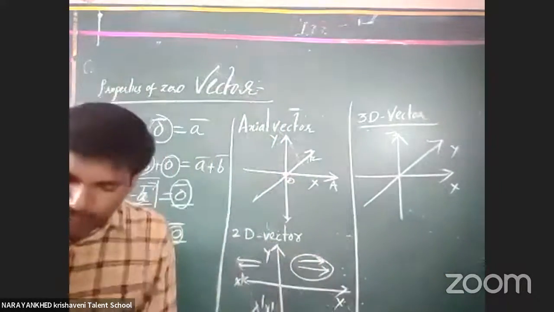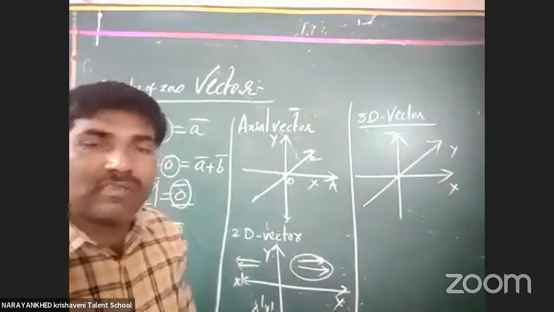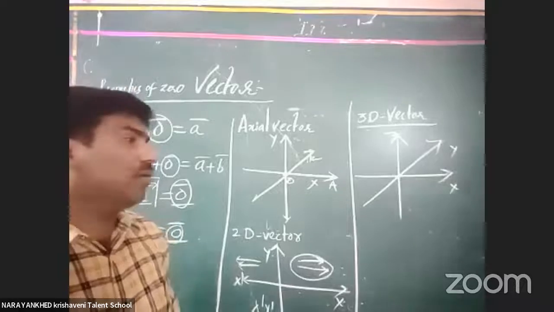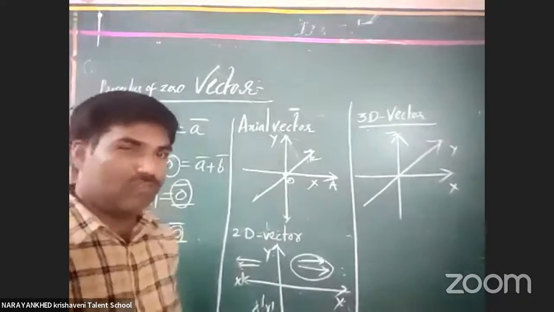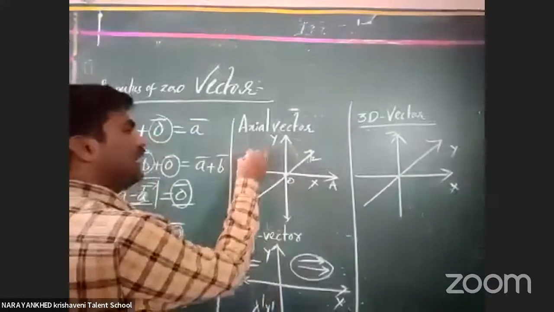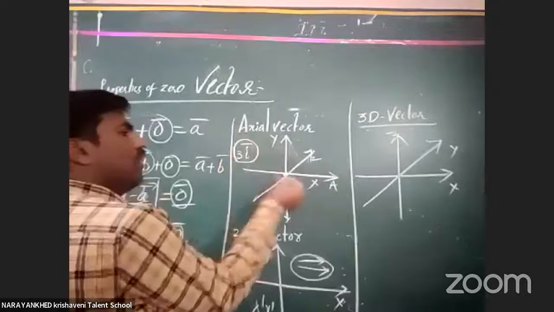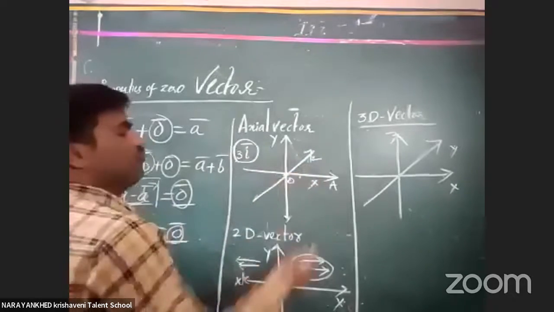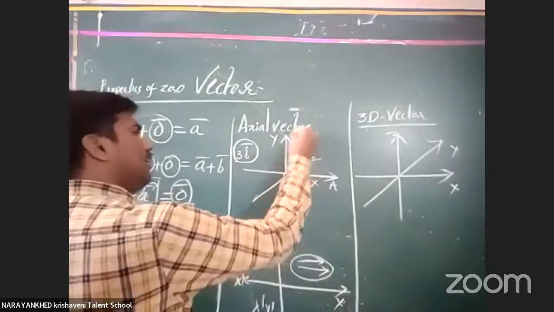Suppose you take our room. Our room is a three-dimensional thing, and we want to find our position in it. That is possible only by using a 3D vector. Simply, when you take I bar, or 3 I bar, it belongs to the x-axis only. Clear or not? Suppose you take only 3 j bar.